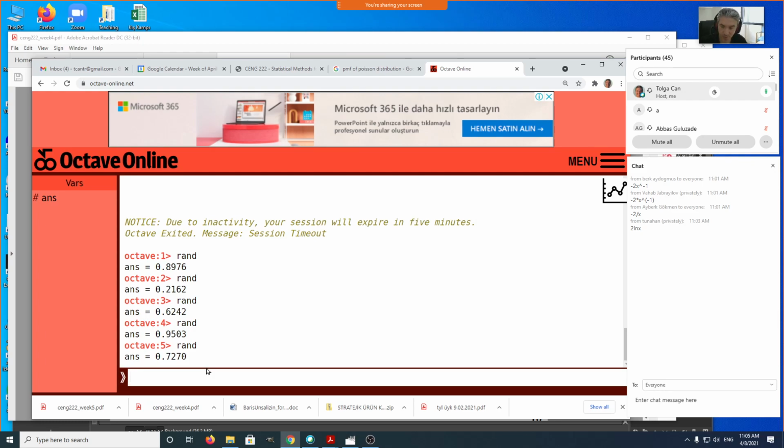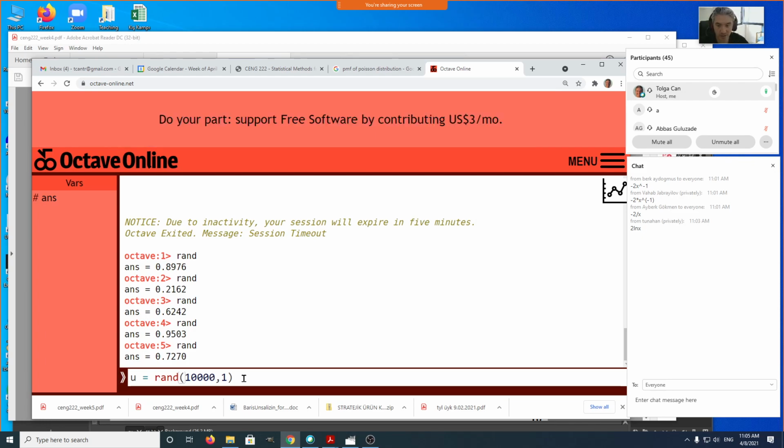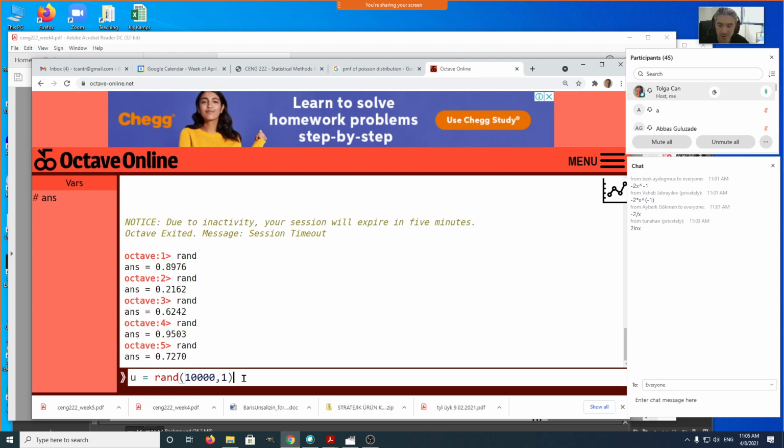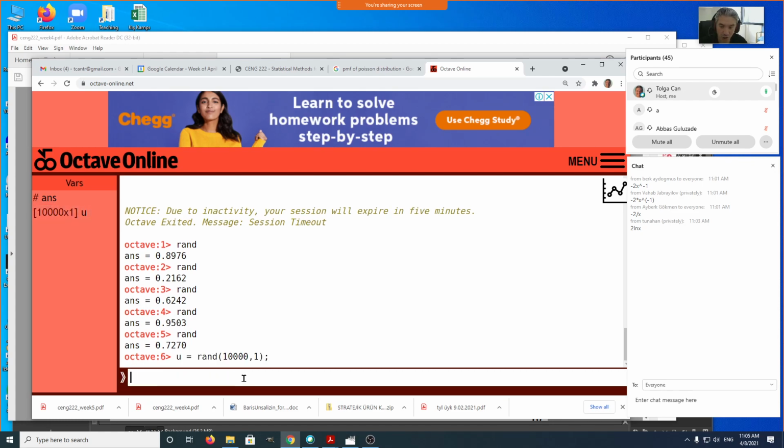It's also possible to generate a vector or array of random numbers, and to do that, you specify the dimensions of your matrix of random numbers. For example, let's get Octave Online to generate us 10,000. So the second dimension means that it's a 10,000 by 1 matrix. So it's a single row or single column of whatever your dimensions are of random numbers. It's just a vector of random numbers. So this is what U is.